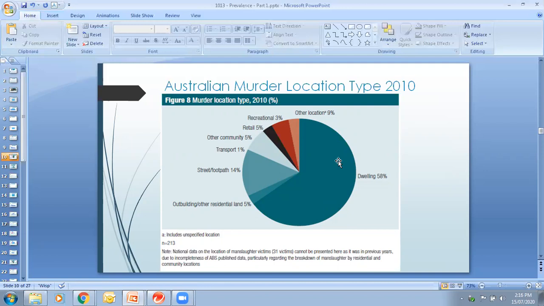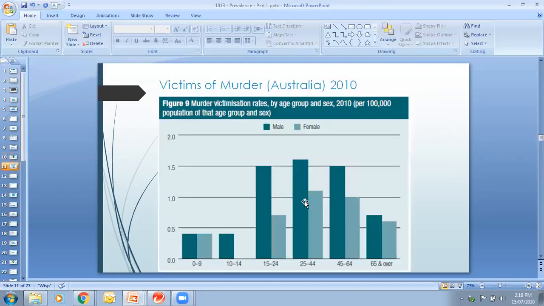Okay, so, an outbuilding is something that is still on the residential land, but it's just not the main dwelling. So as you can see, we are less safe at home than we are being out in public.